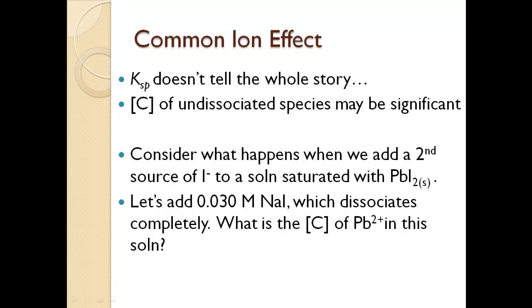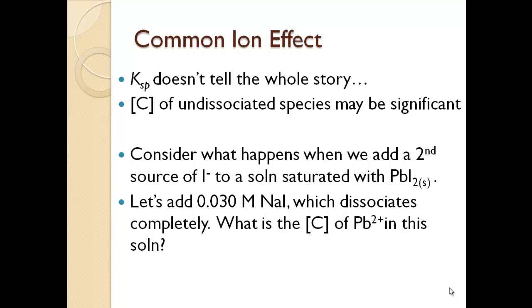But of course, that isn't the only thing. KSP doesn't really tell the entire story. The concentration of undissociated species may be really significant in these types of solubility problems. So let's consider what happens when you have a second source of iodide and you add it to a solution that's saturated with PbI2. Remember, the solubility of PbI2 is going to be affected by anything that you add into this solution. So for example, if I was to add a separate source of iodide into that solution, it's going to shift the equilibrium of that reaction.